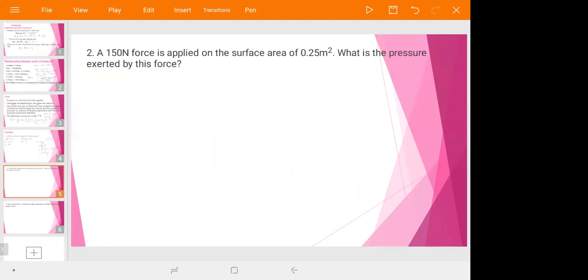Yes. Okay, question number 2. A 100 Newton force is applied on a surface area of 0.25 meter square. What is the pressure exerted by this force? Find, calculate.